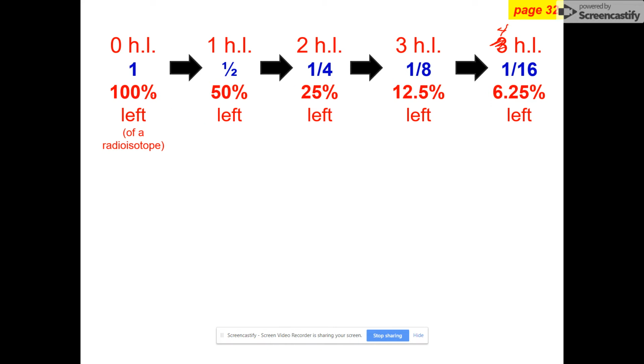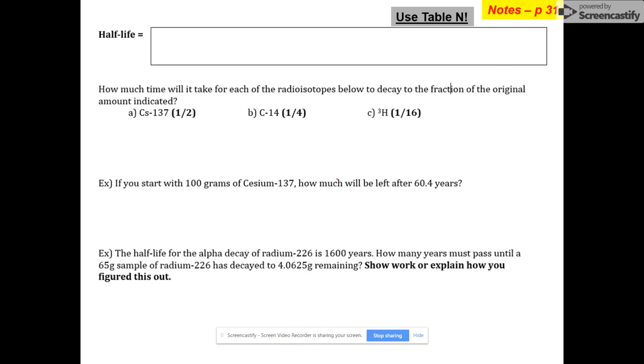One thing you may notice is this is 1/2 to the 0 power. This is 1/2 to the 1 power, the first power. This is 1/2 squared. So it's 1/4. This is 1/2 to the third. This is 1/2 to the fourth. In case you're math-minded, that's one other way to think about this. Okay? All right. I'm going to pause right now and pick this up on the next video.